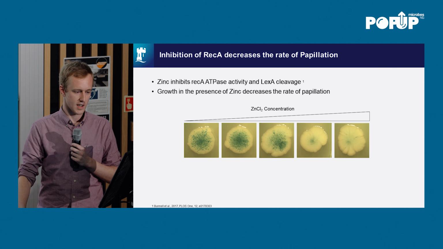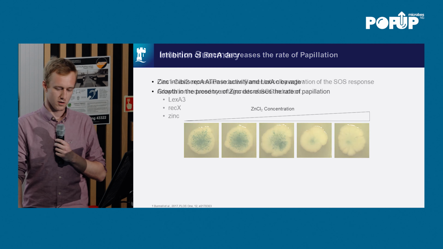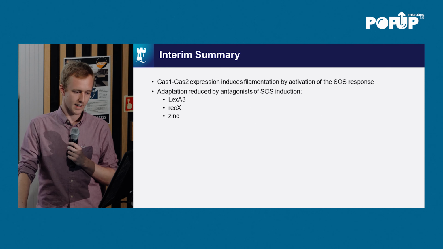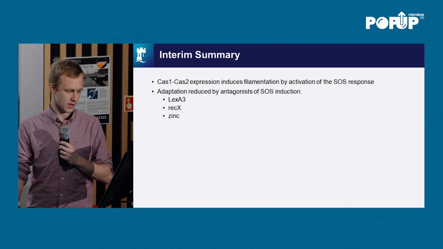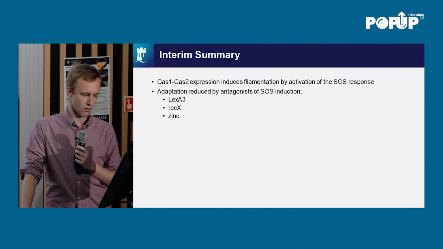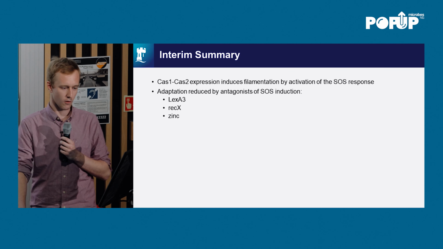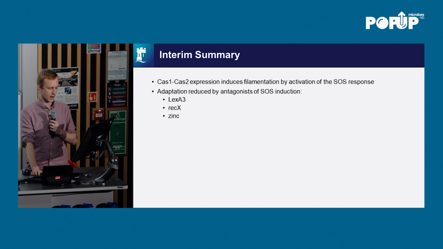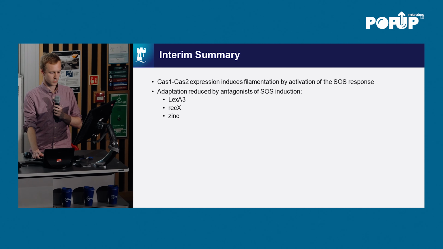So I'm aware that's a lot of gene names I've just talked at you. So just a little summary. So Cas1, Cas2 causes cellular filamentation by inducing the SOS response. If I use antagonists of the SOS response, the rate of CRISPR adaptation goes down. So I next wanted to see what happens when I induce the SOS response.